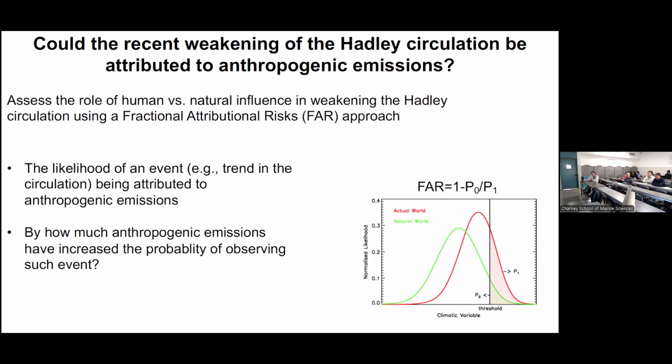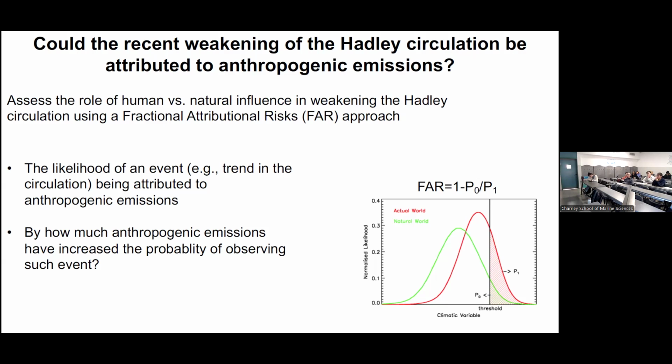So the ratio between the red and green will tell you by how much anthropogenic emission increases the probability of exceeding the observed trend. And 1 minus this ratio is the definition of FAR. So when FAR is equal to 1, there is a 100% chance that we can attribute a given signal to anthropogenic emission. When it equals 0, there is a 0% chance that we can. That's the idea of FAR.